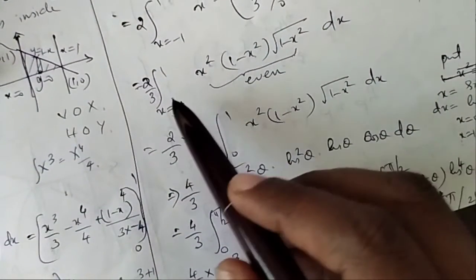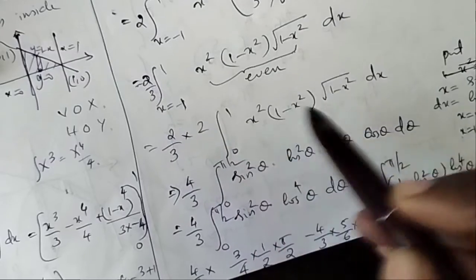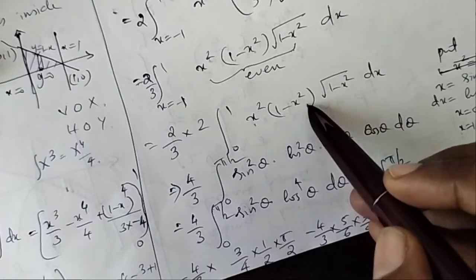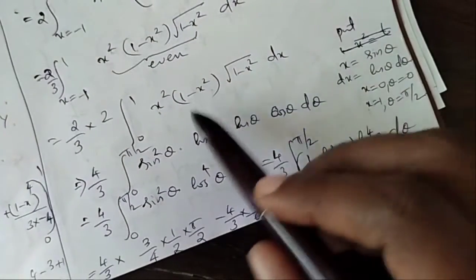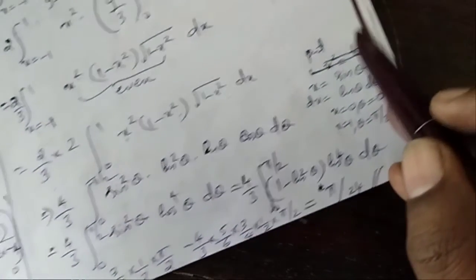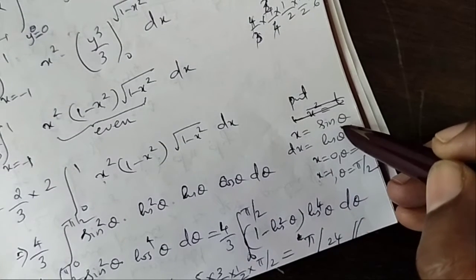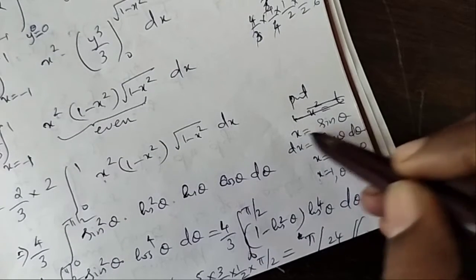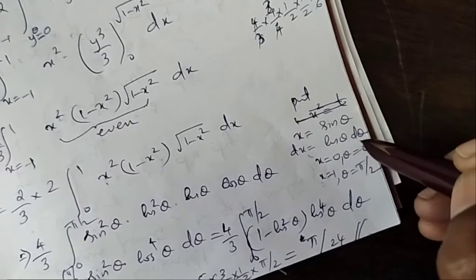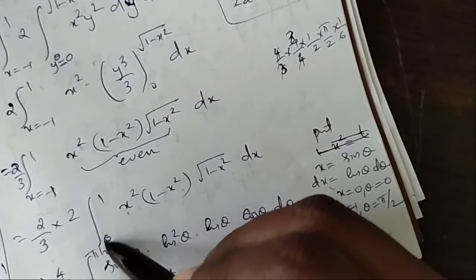So we can write it as 2 into integral 0 to 1 x square root of 1 minus x square, the whole raised to 1 minus x square, root of 1 minus x square. So how will you integrate this one? The easiest method is substitution. That is, put x is equal to sine theta. So if x is sine theta, dx is cos theta d theta, and the limit is from 0 to 1.